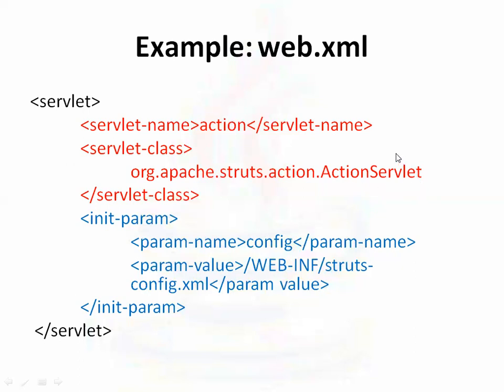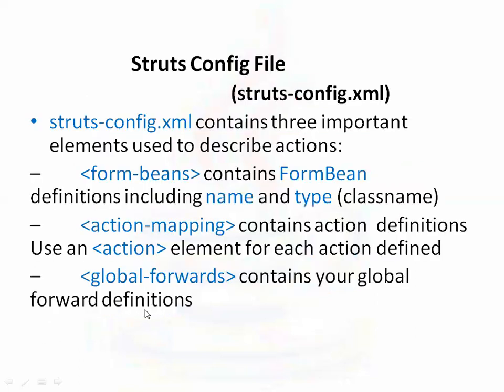What will that action servlet read? That action servlet will read the struts-config.xml file. What will this struts-config.xml contain? Now you need to understand. Clear? struts-config.xml contains three important elements which we are going to describe for action. Form beans. Form beans means model layer.